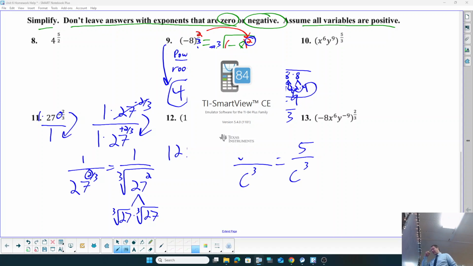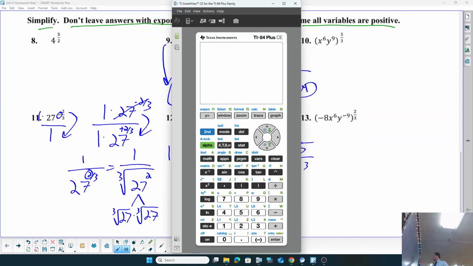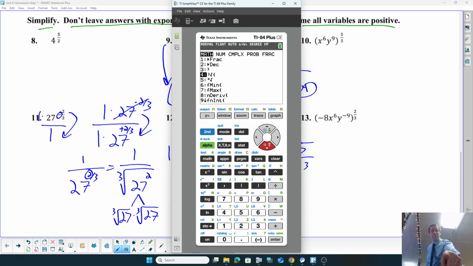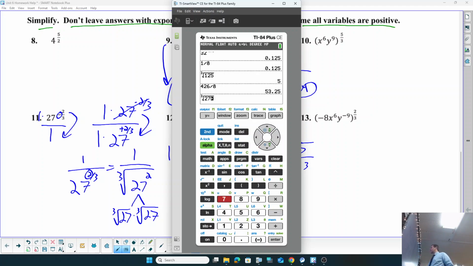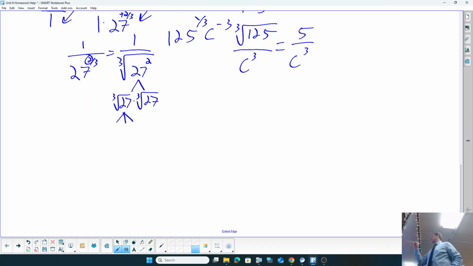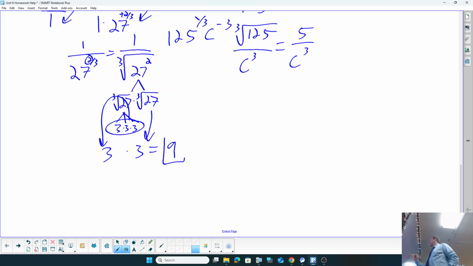So let's take a look and see while we're doing that. Don't forget 13. Oh, that's okay. Okay, so cube root of 27. You can go to the math button, option 4, and do the cube root of positive 27. And that gives us 3. Nice. The reason why is because it breaks down into 3 times 3 times 3, which is triplets. So 1 comes out. Cube root of 27 is also 3, and 3 times 3 is 9. The answer is 9.